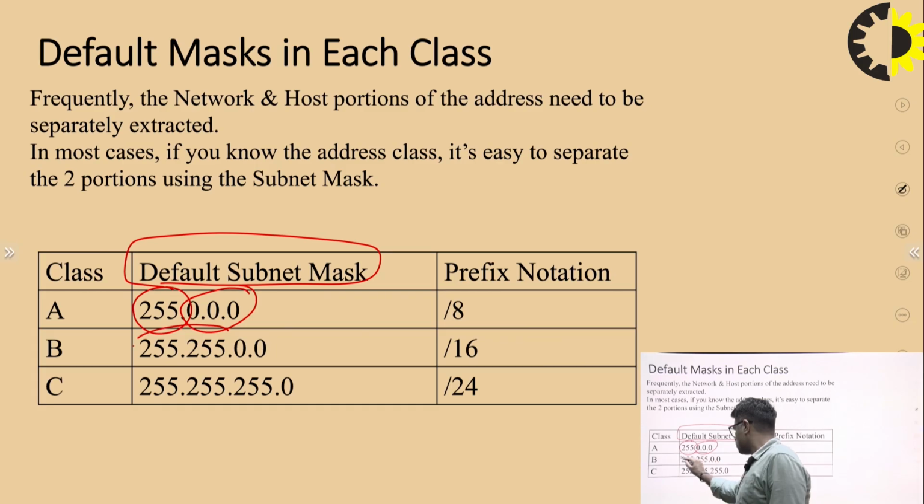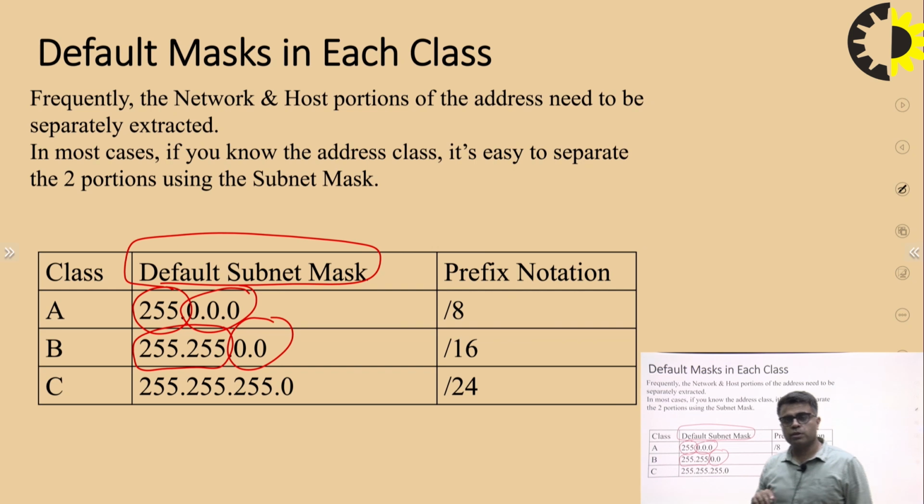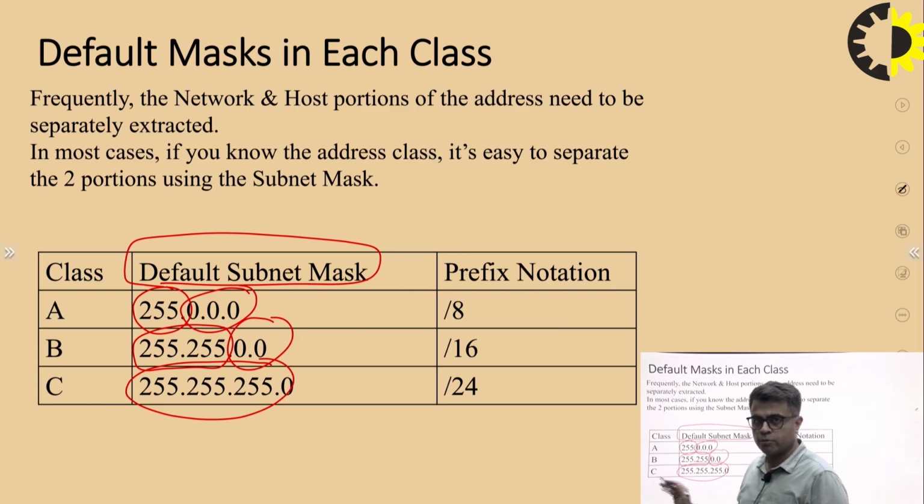Similarly, for class B, there were two 8-bit segments carrying the network part, so there are 255.255, and two 8-bit portions were carrying the host ID, so there are 2 zeros for the host part. Similarly, class C has 3 parts on the network side, so 255.255.255 and this 0 is the host part.